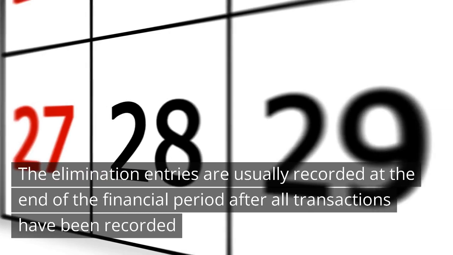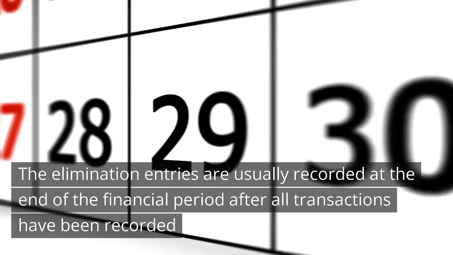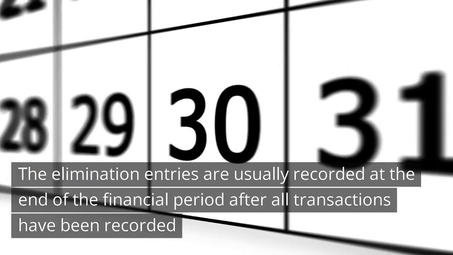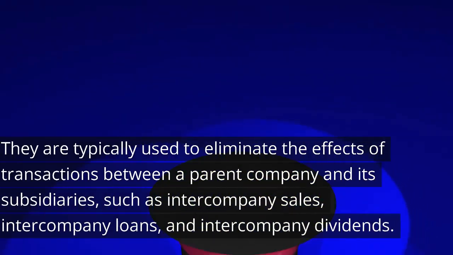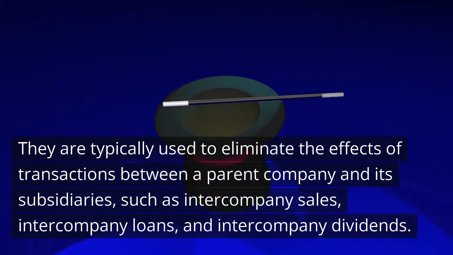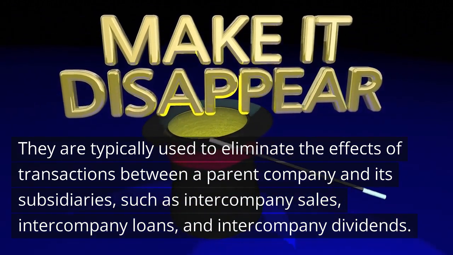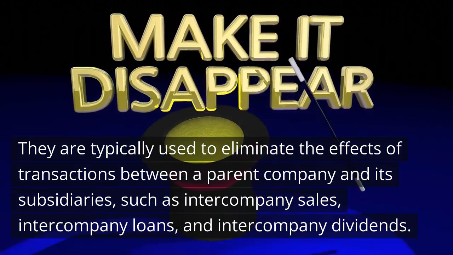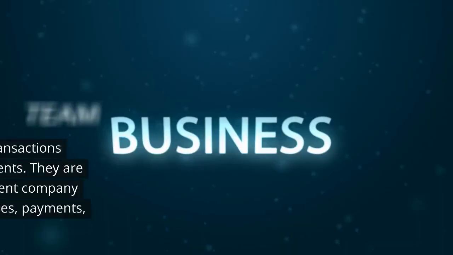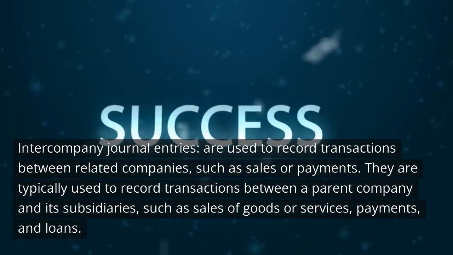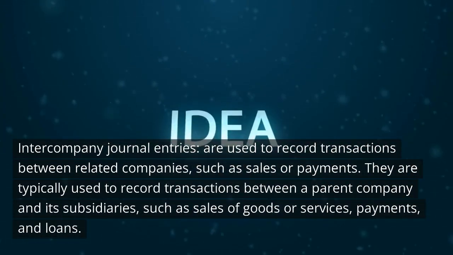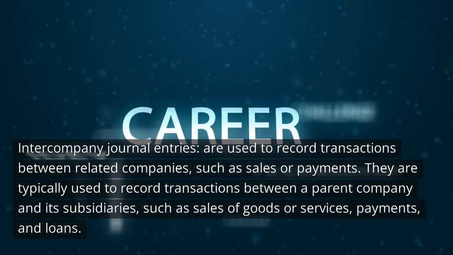The elimination entries are usually recorded at the end of the financial period after all transactions have been recorded. They are typically used to eliminate the effects of transactions between a parent company and its subsidiaries, such as intercompany sales, intercompany loans, and intercompany dividends. Intercompany journal entries are used to record transactions between related companies, such as sales or payments.